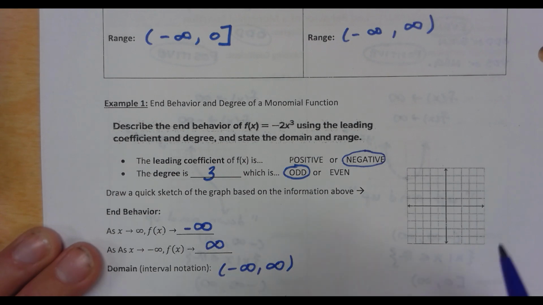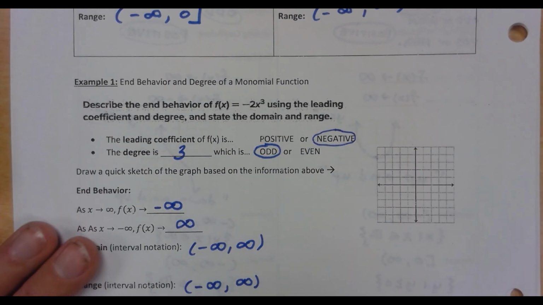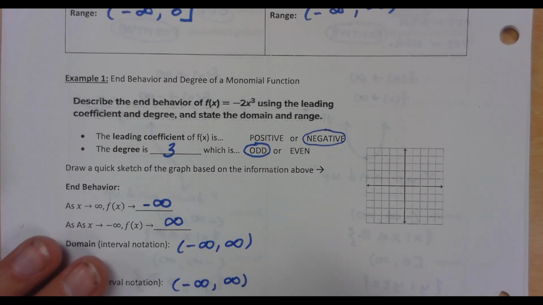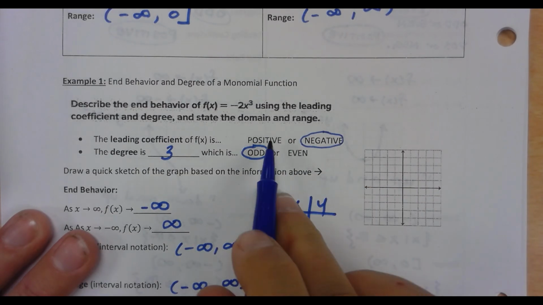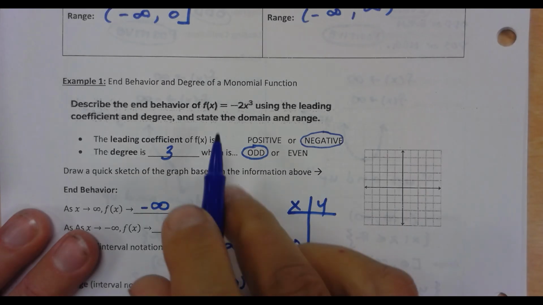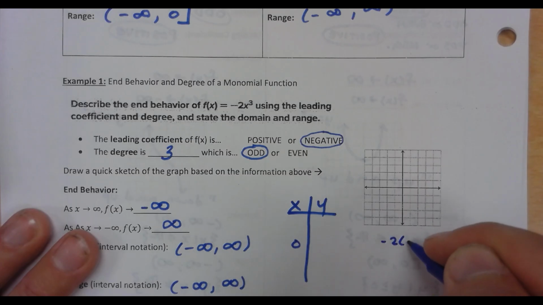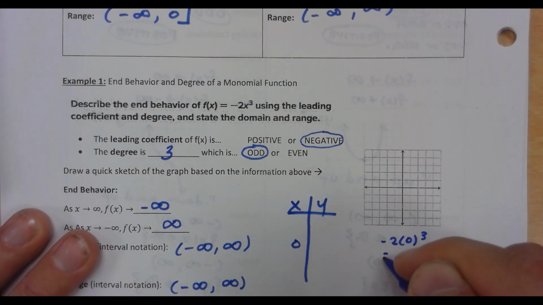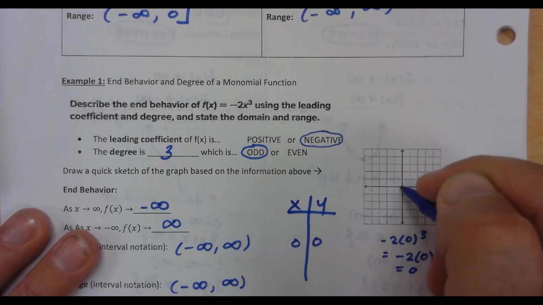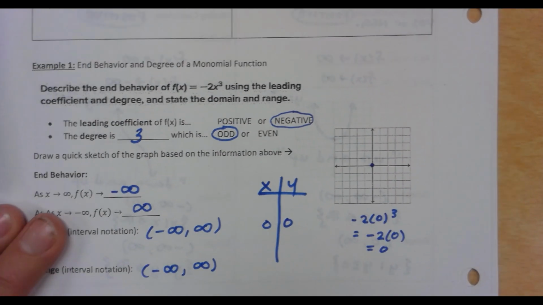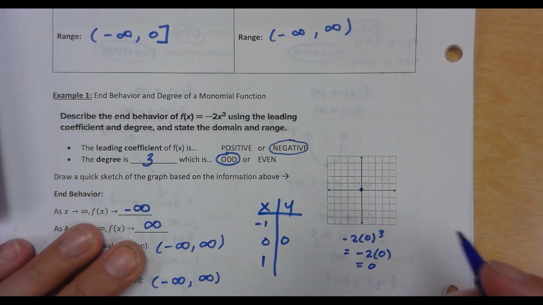Right? So now if we wanted to graph this, we could do a quick little sketch of just what the end behavior looks like. Or we could pick a couple values. Let's do a couple values real quick. X, Y. Okay. If I plug a 0 in, 0 cubed is 0, right? So negative 2 times 0 cubed equals negative 2 times 0, which is just 0. Okay, so it's going to go through 0, 0. Let's do a negative 1 and a positive 1.